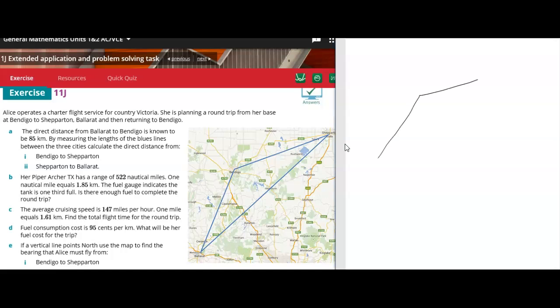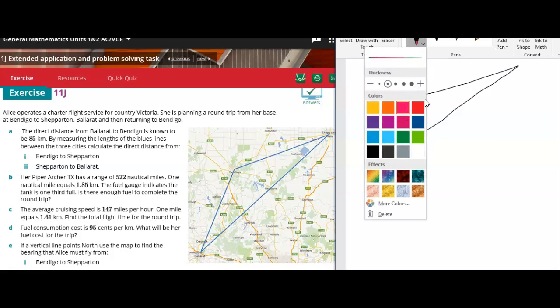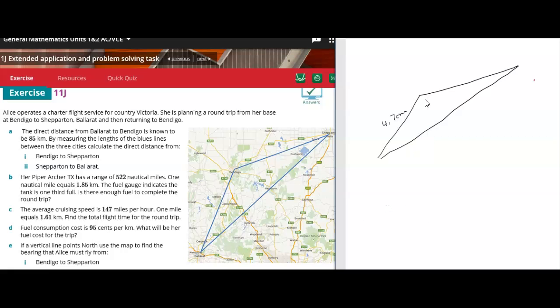Now it's not going to be the best triangle. It's looking all right so far. Okay, so this side here, when I measured it, it was 4.7 centimetres. And remember, in the question, it said that equates to 85, and I'm going to do it in a different colour, because you all know I like colour. So I'm going to put 85 here. Okay, so 85 kilometres. So you're kind of working to a scale.